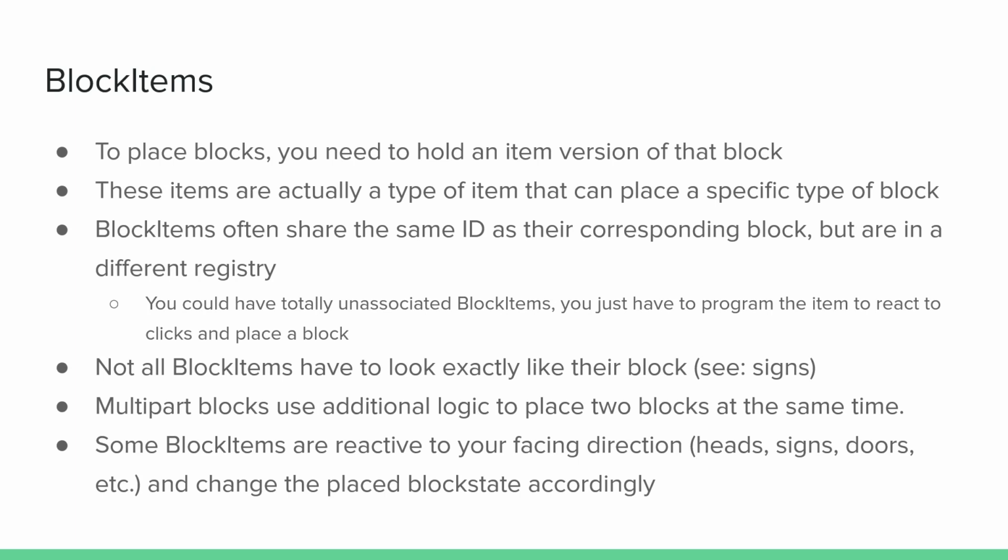And then block items, which I think I mentioned last week, are items that place blocks. So any block that you place probably has a block item associated with it, which is actually an item. It's a real item. It's registered the same as any other item and works like any other item. But they share an ID with a block, and they're an instance of the block item class, which means you can define behaviors for how it's placed. So when you right-click that item onto something, it places a block. It's just a special type of item.